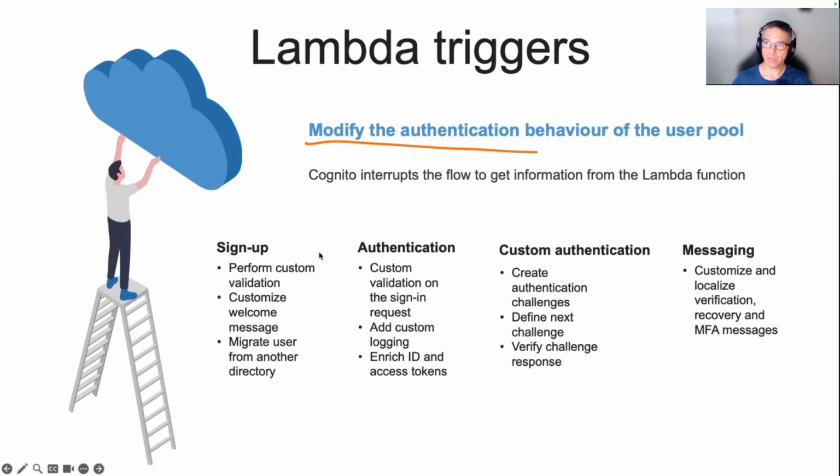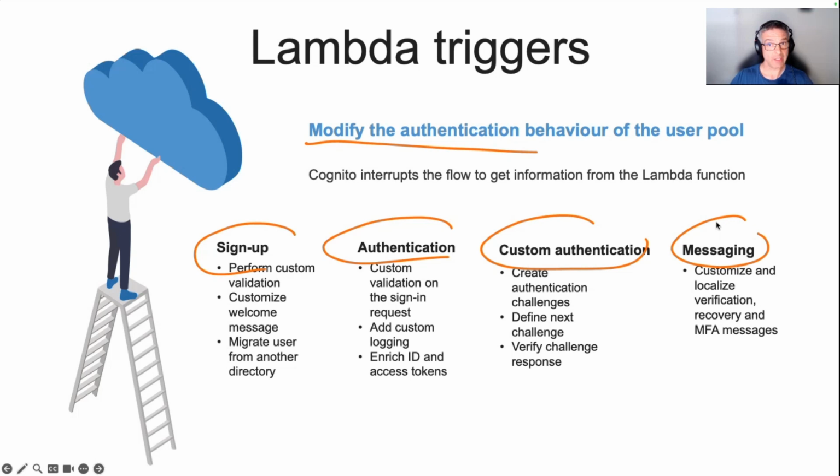So as you can see, there are 4 types or categories for Lambda triggers, and inside those categories there are multiple options that we can do with Lambda triggers. We can customize welcome messages, we can create captcha challenges, find all the bicycles in the image. So those types of challenges.